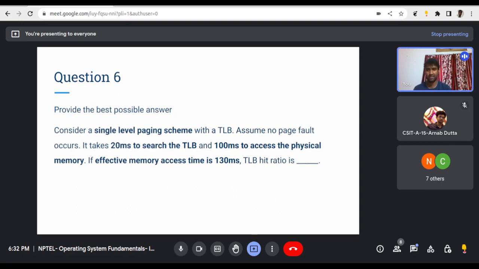So consider a single level paging scheme. It is not a multi-level paging with a TLB. Assume no page fault occurs. It takes 20 milliseconds to search the TLB and 100 milliseconds to access the physical memory. If the effective access time is 130 milliseconds, the TLB hit ratio is? Now in this question what you need to find is the TLB hit ratio. What is given is that it is a single level paging scheme, 20 milliseconds is the access time of TLB, 100 milliseconds is the access time of physical memory, and the effective memory access time is 130 milliseconds.